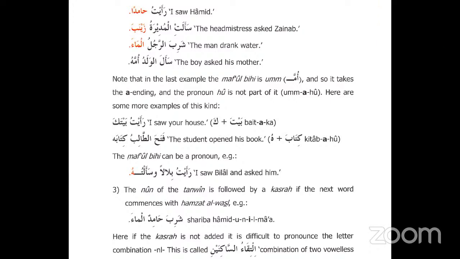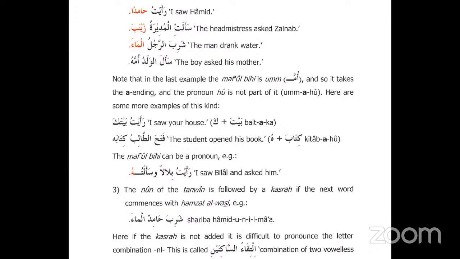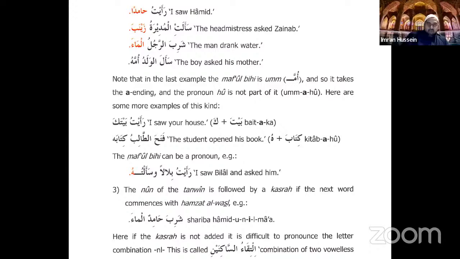Shariba al-rajulu al-ma'a. The man drank water. So shariba is the verb, al-rajulu is the fa'il, and al-ma'a is the maf'ul bihi. And why is it al-ma'a, and not al-ma'an? Because it has the definite article al. Thank you. And the final one?